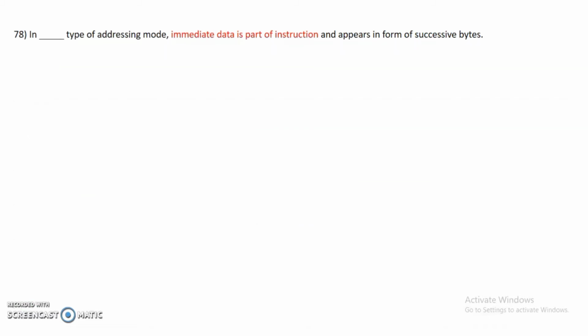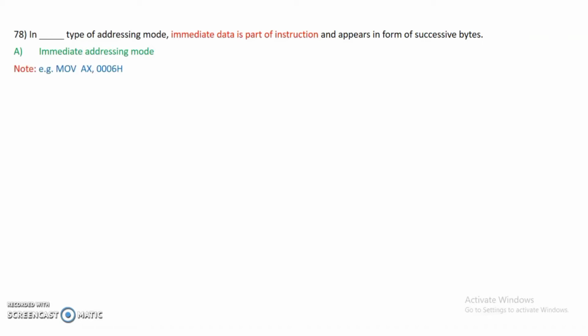Bit number 78. In dash type of addressing mode, immediate data is part of the instruction and appears in the form of successive bytes. So the answer will be immediate addressing mode. The bits on addressing modes are also very important, so don't get confused. Try to read the bit slowly and understand it, so that you will get the answer from the question itself.